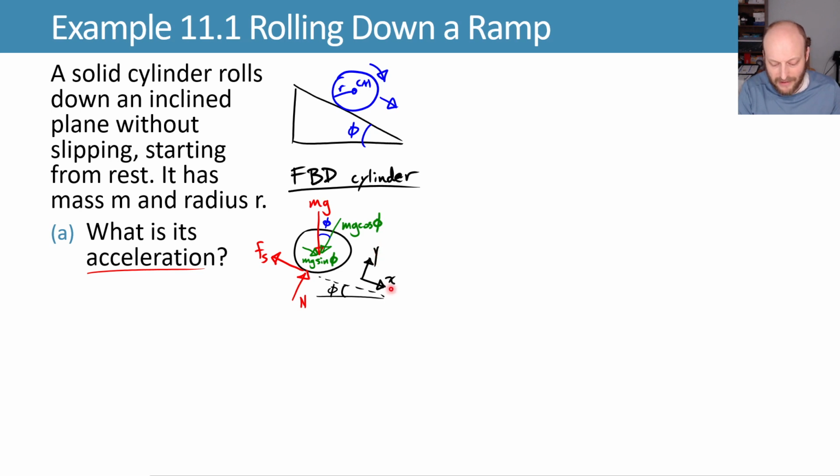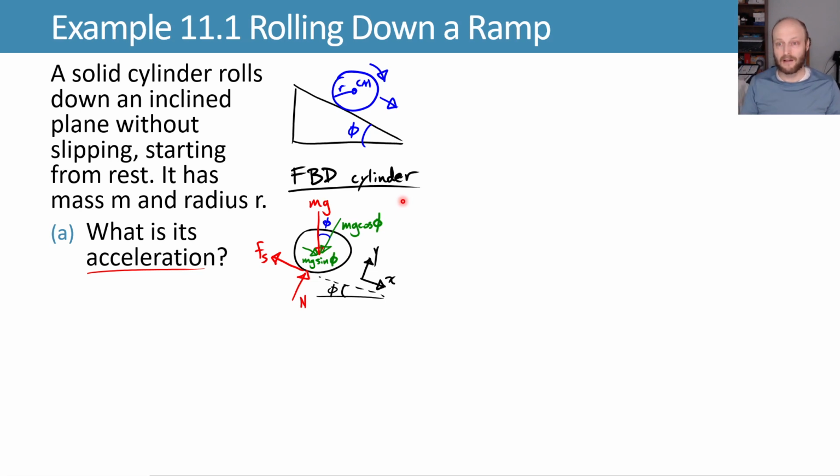We align our axes with the slope to make our lives a little bit easier, and do a little bit of geometry to show that if the angle of the slope is phi, then the angle between my weight and my y-axis here is also going to be phi. And that lets us break down our mg into a component aligned with the y-axis of mg cosine phi, and one with the x-axis, mg sine phi.